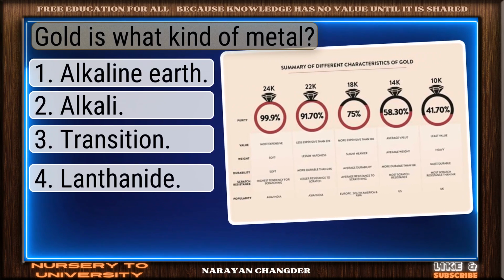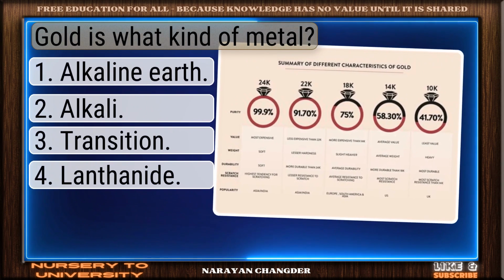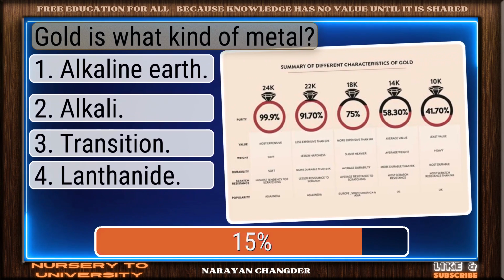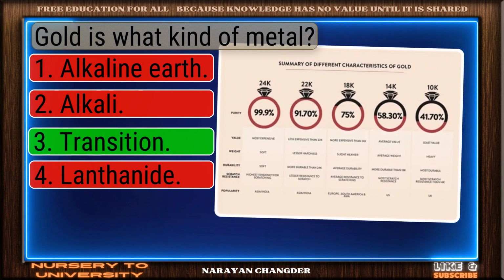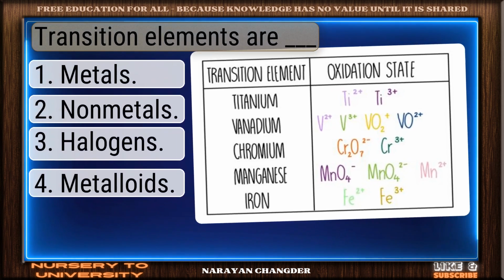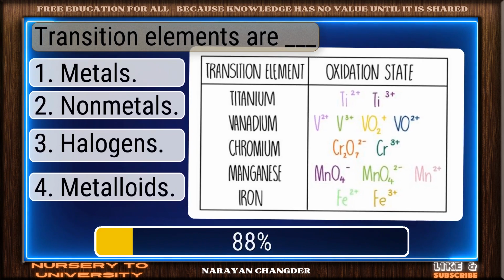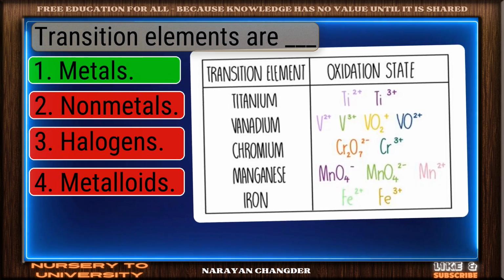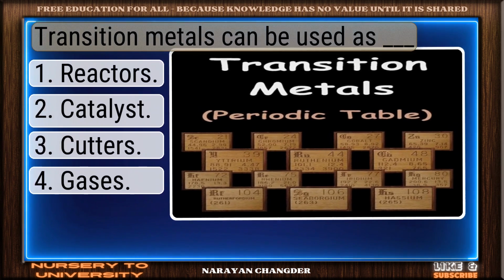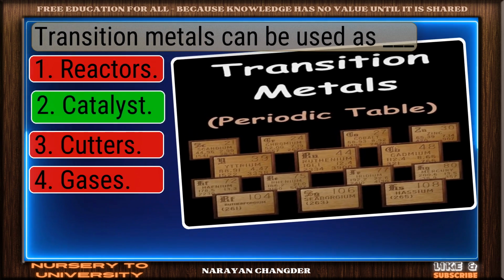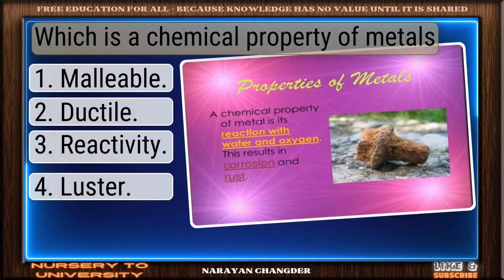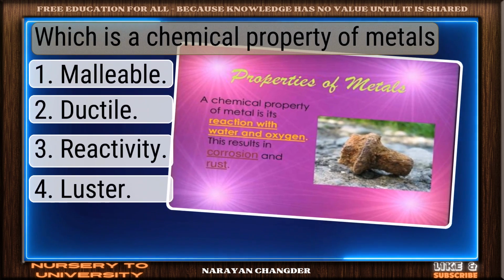Can you solve all these transition metals questions? Gold is what kind of metal? Well articulated, transition. Transition elements are dash. Correct response, metals. Transition metals can be used as dash. Smart thinking, catalyst. Which is a chemical property of metals?